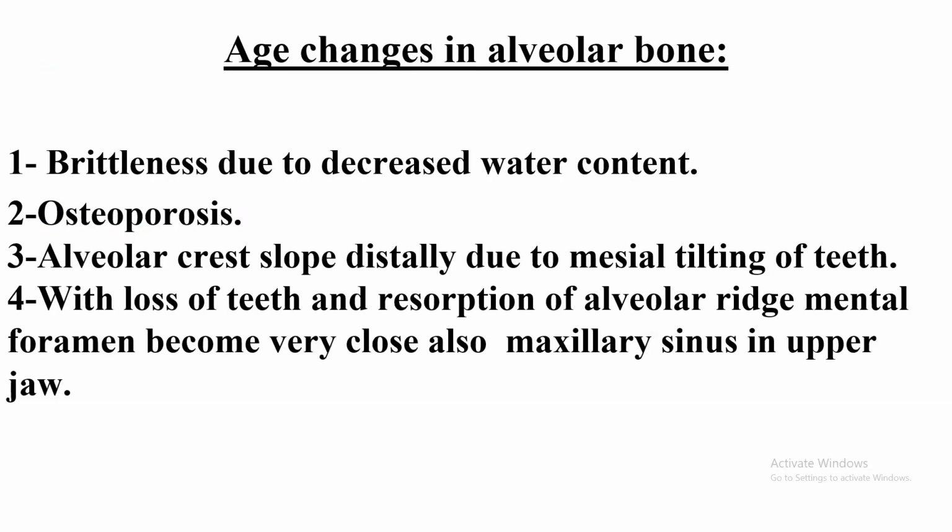What are the changes in the alveolar bone? First, we have brittleness due to decreased water content. Second, osteoporosis. Third, the alveolar crest slopes distally due to mesial tilting and drifting of the teeth. Fourth, with the loss of the teeth and resorption of the alveolar ridge, the mental foramen becomes very close, and so does the maxillary sinus in the upper jaw.